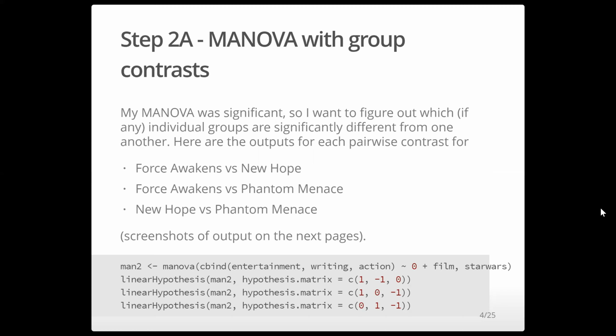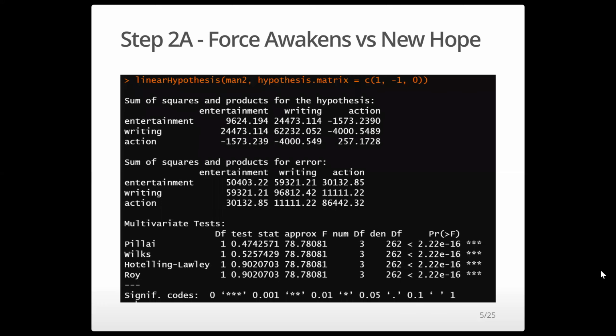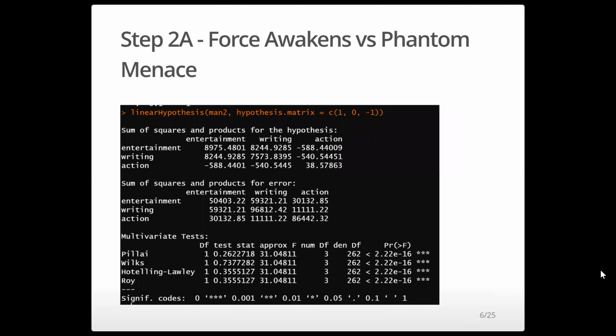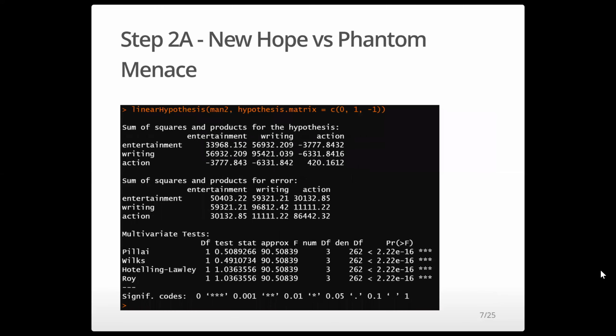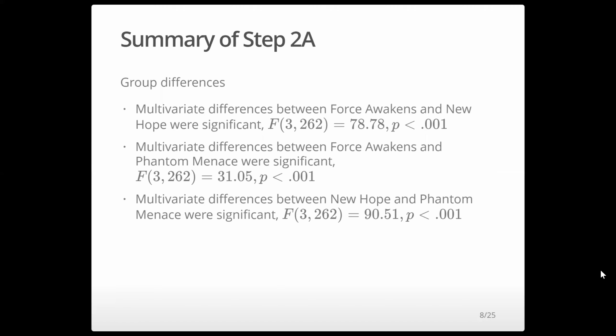And so I'll just review the screenshots. We already saw these. This is exactly what we did before, where I'm going to refit the model with a suppressed intercept, and then test my contrasts. These are just the outputs that we've seen, and we know that each of these is significant. So just as a summary, each of the multivariate pairwise differences was significant. The differences between Force Awakens and New Hope on all three variables simultaneously was significant. Differences between Force Awakens and Phantom Menace on all three variables is significant. And differences between New Hope and Phantom Menace on all three variables was significant.